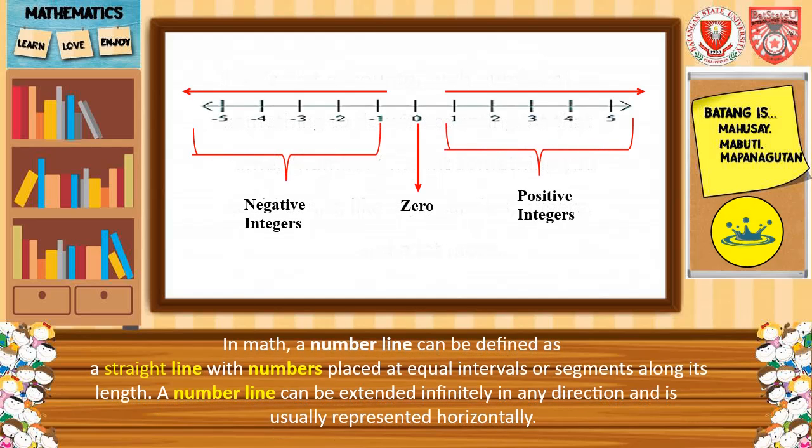In math, a number line can be defined as a straight line with numbers placed at equal intervals or segments along its length. A number line can be extended infinitely in any direction and is usually represented horizontally.